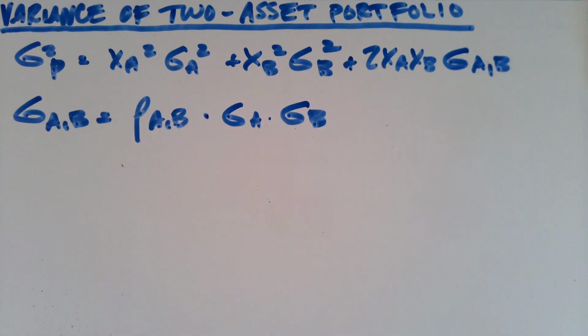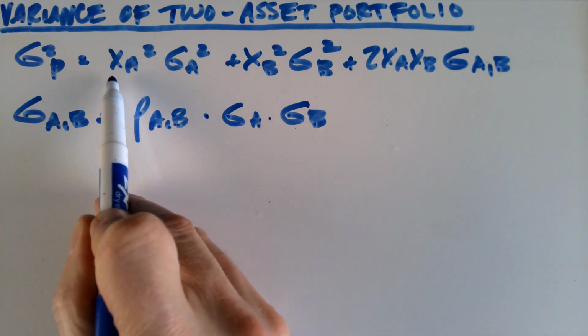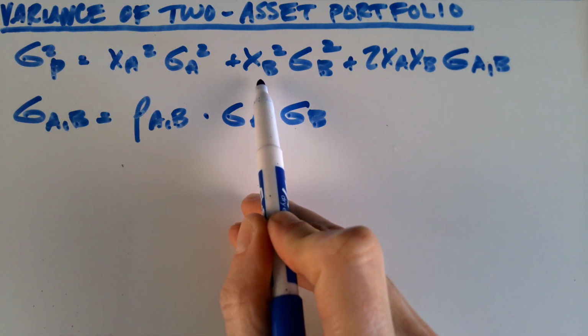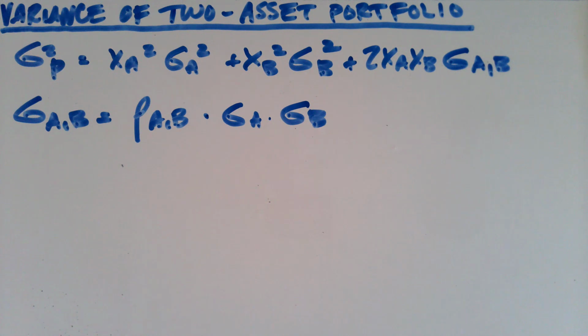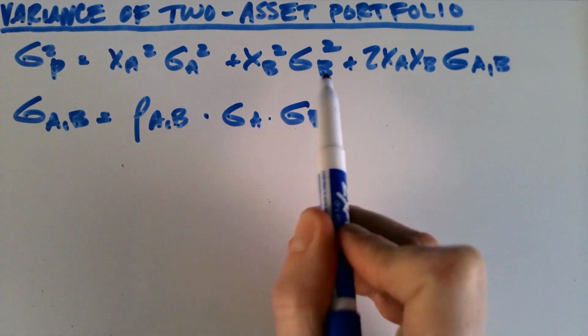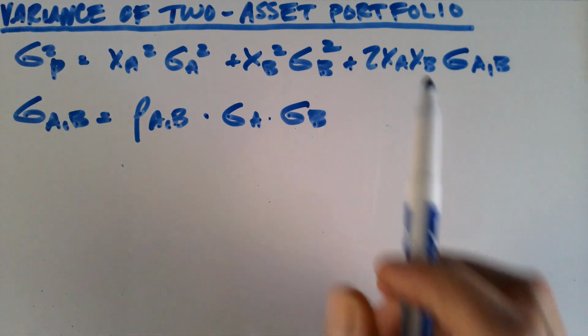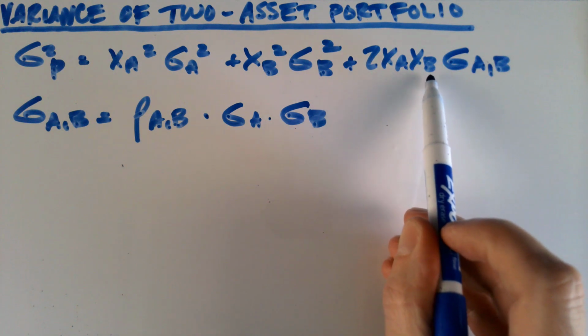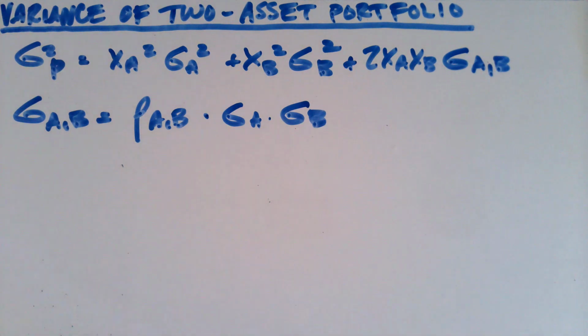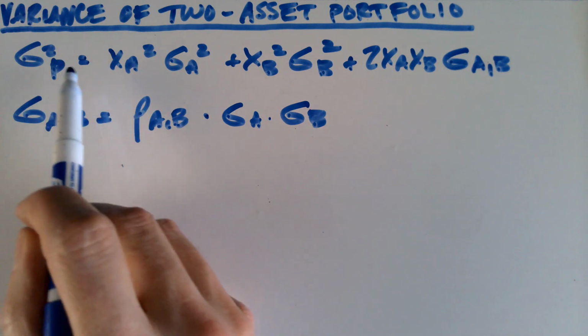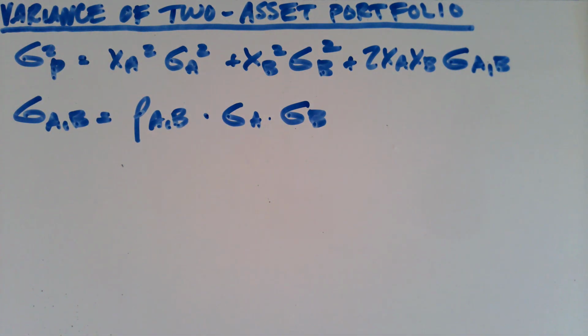These things have to add to 1, XA and XB. So if this one is 0.4, this one must be 0.6. 0.6 squared would be 0.36. And we multiply those weights by the variance of the individual stocks. And then there's a final term, plus 2 XA XB covariance of A with B. This is a very common equation to see, but sometimes when you receive a problem with this, they'll give you correlation instead of giving you covariance. And so what do we do? Well, we can use substitution.